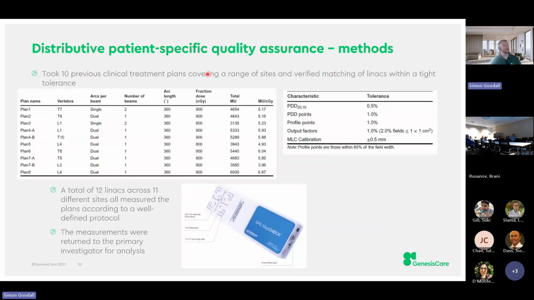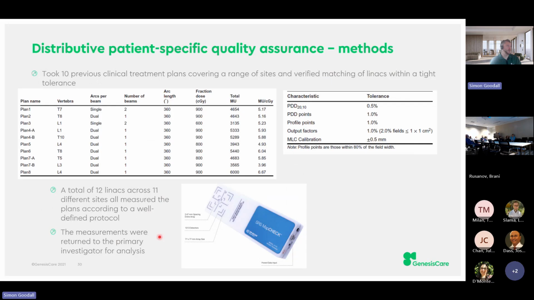So we took 10 of our clinical treatment plans, these are our last 10 patients across a varied range of treatment sites and some different optimization processes, I guess, and with slightly different complexities, but they cover the rough area that we're looking at. And then we made sure that machines were matched to these tight tolerances. These are the Genesis matching tolerances, which is relatively tight, tighter than the Elekta defined tolerances, but they're what we work to. And then we measured each of these plans on, I suppose, a total of 12 LINACs across 11 different sites, according to a well-defined protocol.